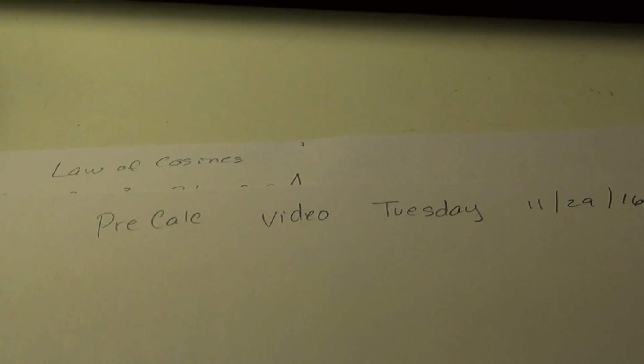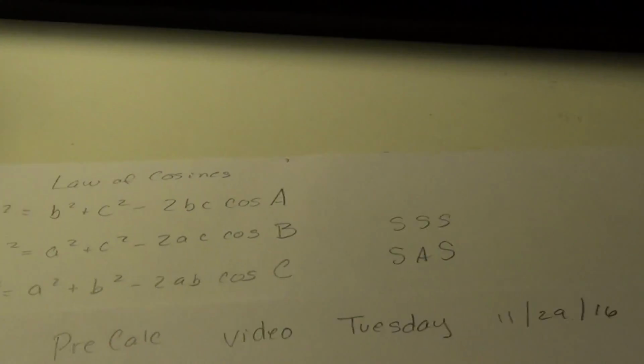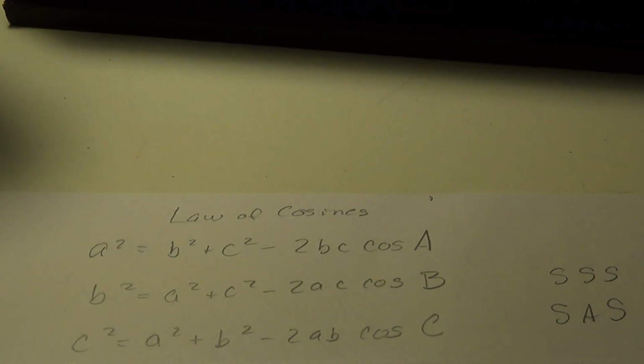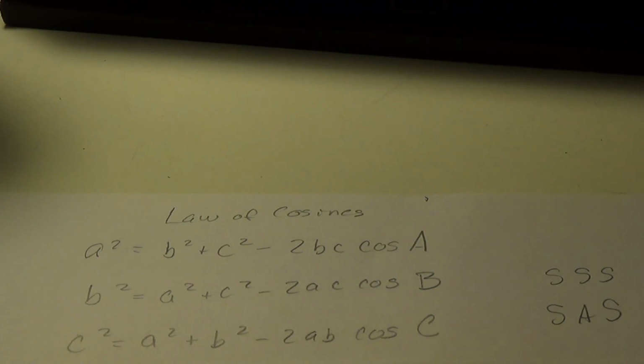I just want to make some closing comments on the law of cosines. So let me reveal the law of cosines again. Here are the three renditions of the law of cosines. Notice that we can use them when we have a side-side-side situation, and we can also use the law of cosines when we have a side-angle-side. That's when two sides are known and the angle in between them.